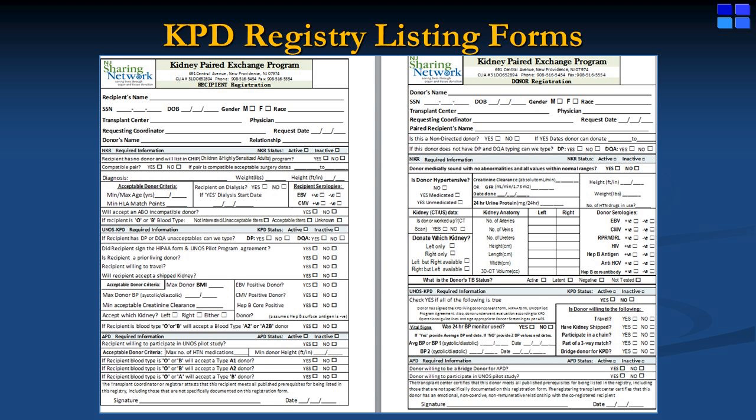Because we match with multiple registries, our OPO, which helps us with our data, has developed this registry listing form. I can share all these tools with you, but it really helps when we're laying out the donor and recipient information. One sheet is for the recipient, the second is for the donor, and it helps us document everything that has to be put into the registry, the 3 registries that we use.